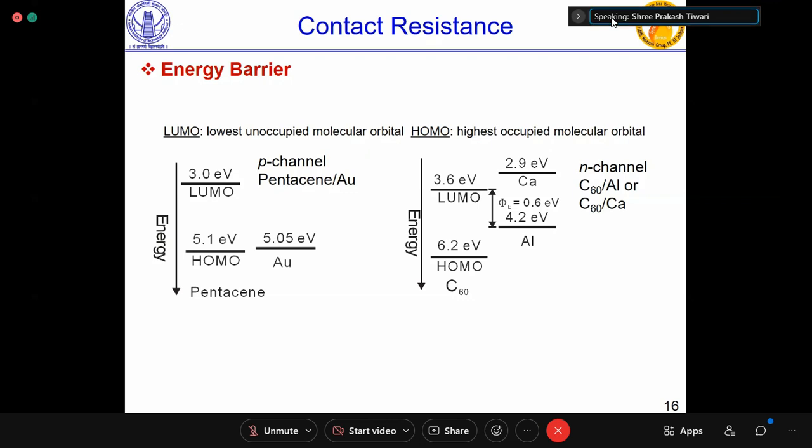Now, most of the metals are oxidizable, or they oxidize very easily in the ambient, because the work function is very close to your vacuum level. So that is the problem. You cannot get good N-channel devices because suitable metals are oxidizable. Aluminum is a bit okay, but aluminum also gets oxidized.